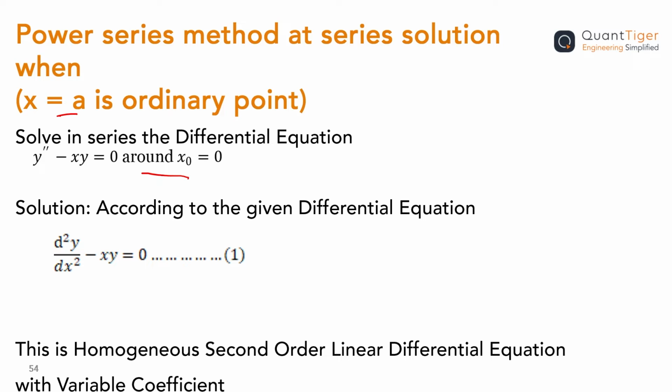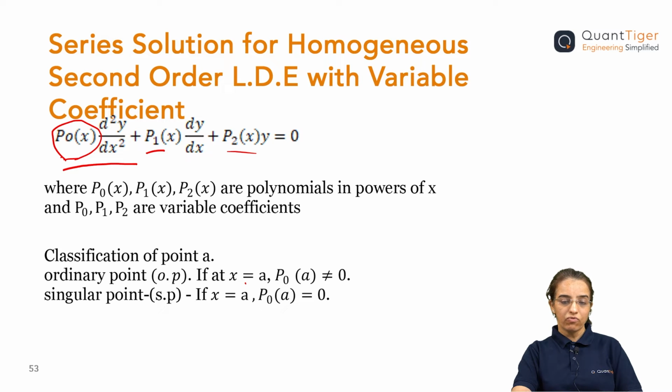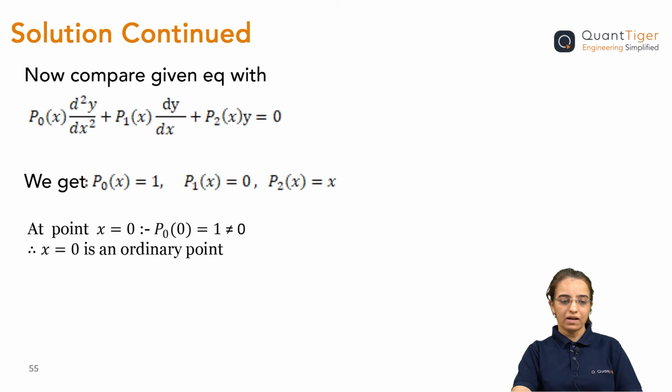First of all, the given equation, we have written here whatever was given: d square y by dx square minus xy which is equal to 0. Now this is a second order linear differential equation with variable coefficients. As I said, this is one of the forms in which we can write the linear homogeneous differential equation. So we can compare the given equation with this equation so that we can find the values of p0(x), p1(x) and p2(x).